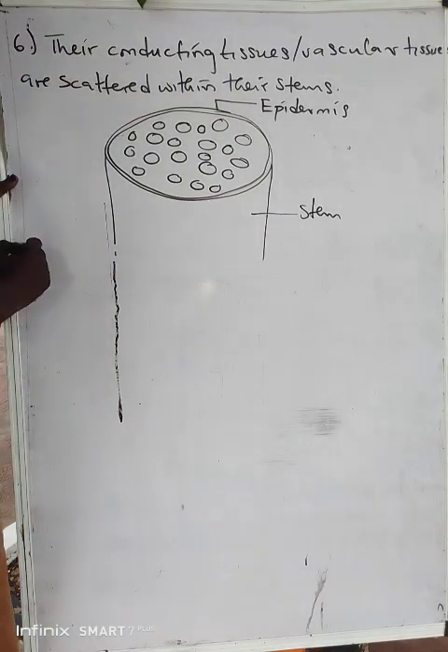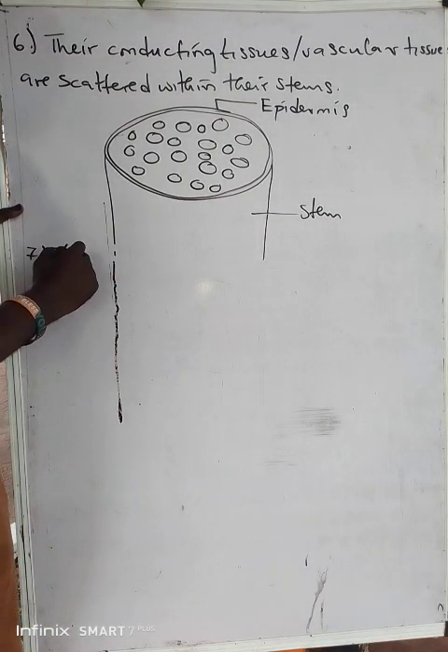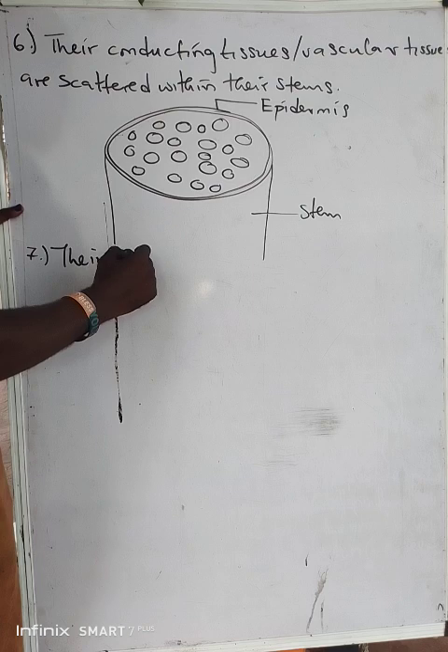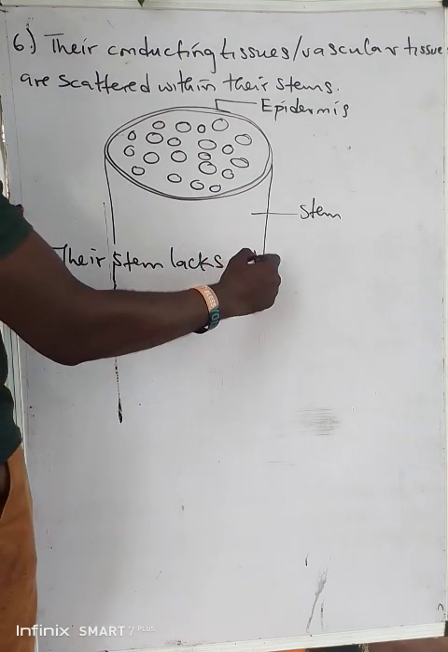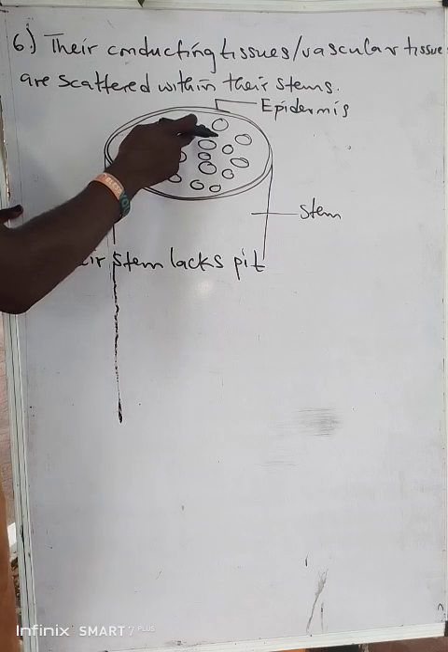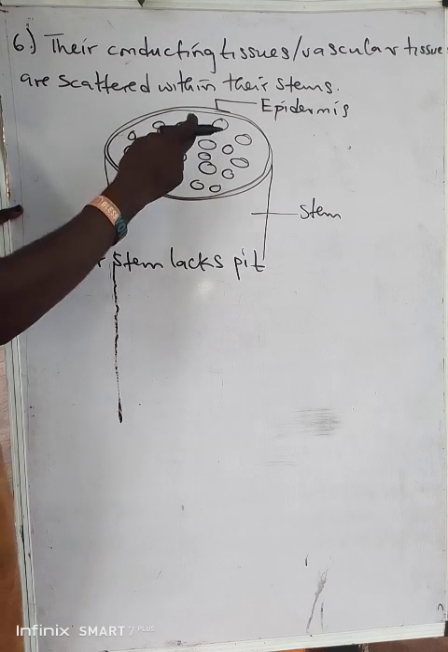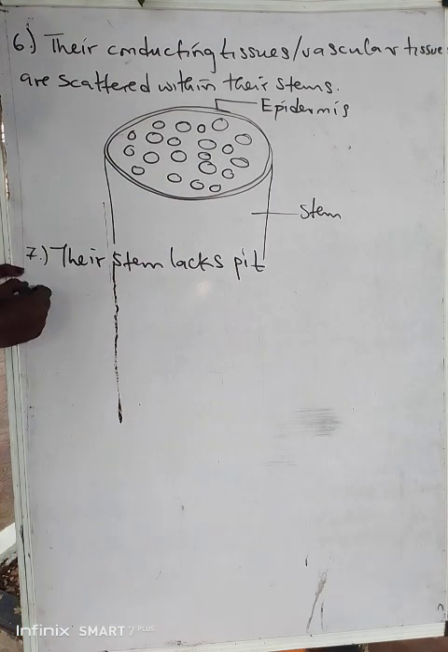Then number 7, their stem lacks pit. There is no pit. Okay, I will explain that. Let me show you this. Number 8.